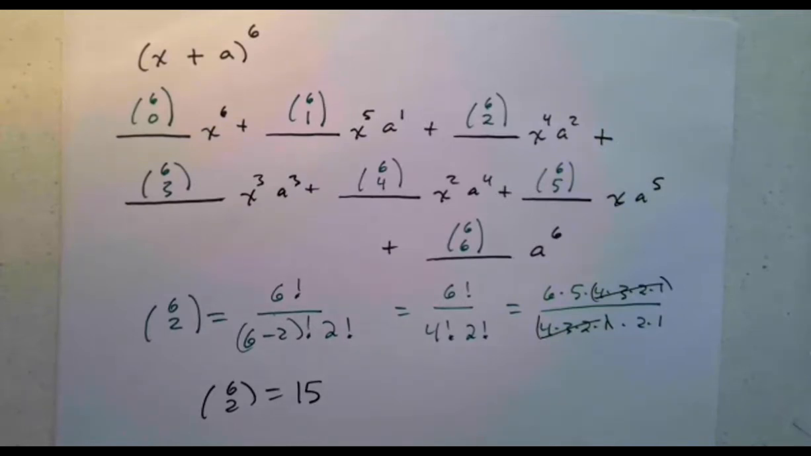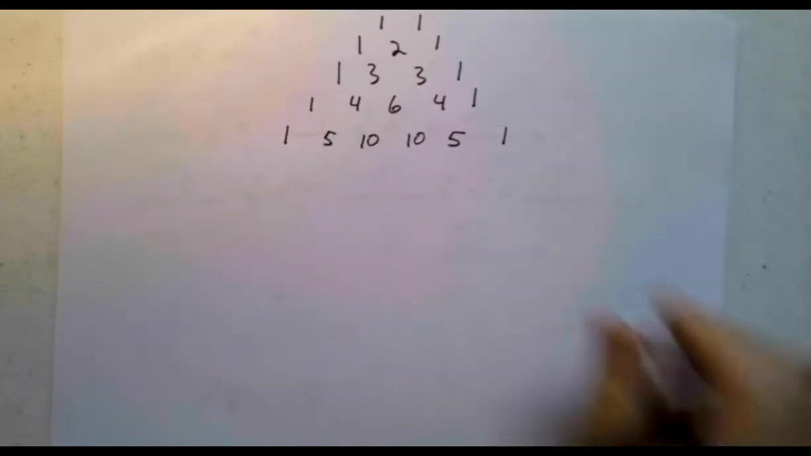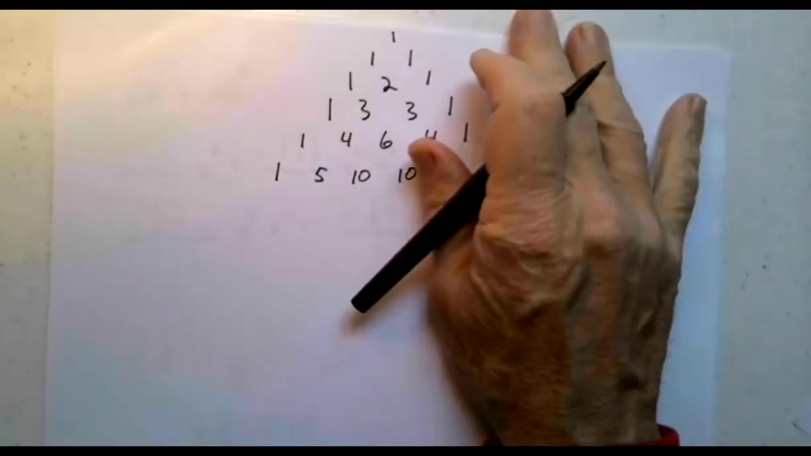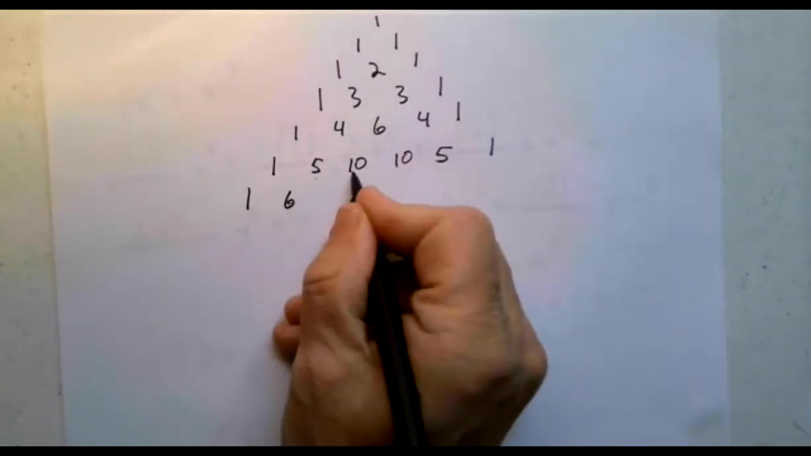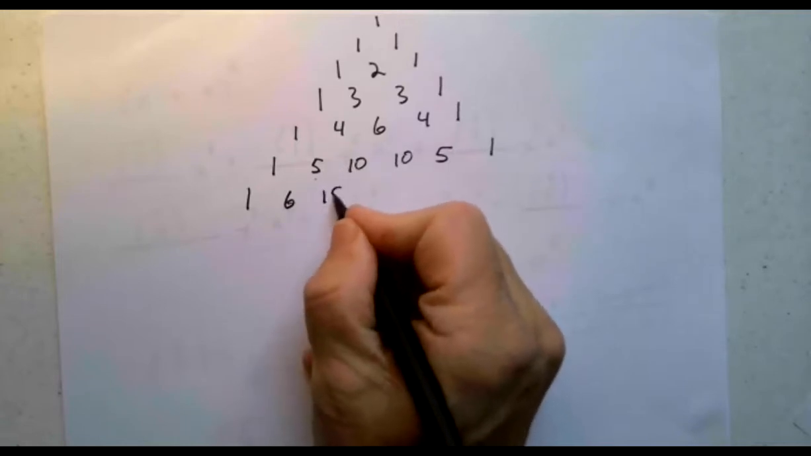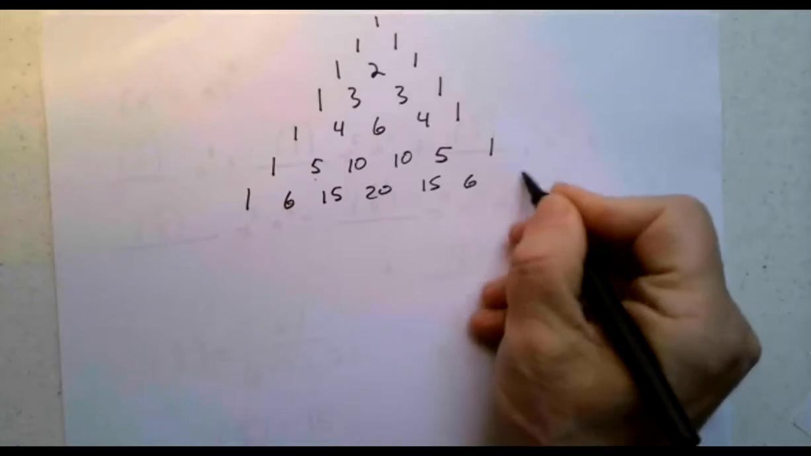And let me just show you how I can get that from Pascal's triangle. Remember what we said here? The next row will be our next row in Pascal's triangle. So 1 first, 1 plus 5 is 6. 10 plus 5 is 15. 10 plus 10 is 20. 10 plus 5 is 15. 5 plus 1 is 6, and 1.